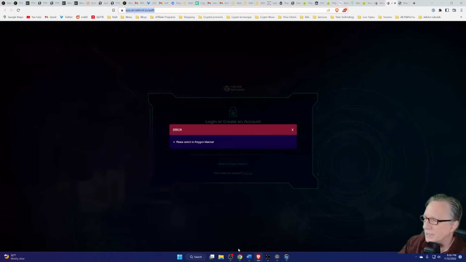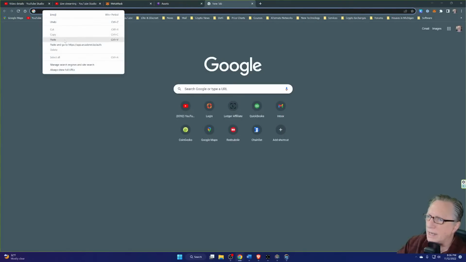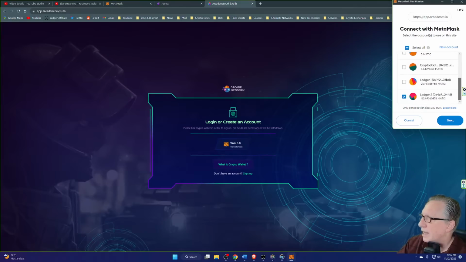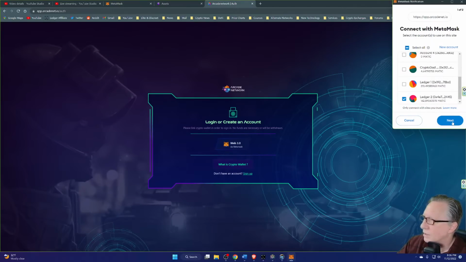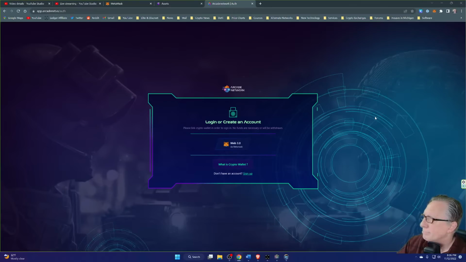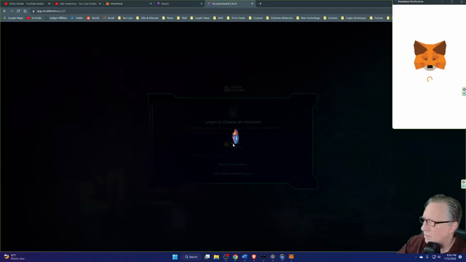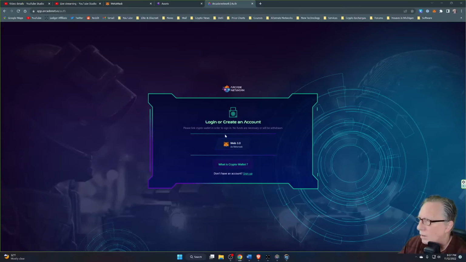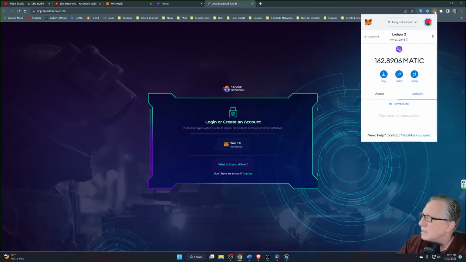All right, I need to do this over here. It's probably going to want me to connect to MetaMask. Yeah. So you basically need to connect your wallet, and I don't think, okay. I don't think this is going to work because this is Polygon. I think I need to use the Ethereum network for this. All right, let's try again.